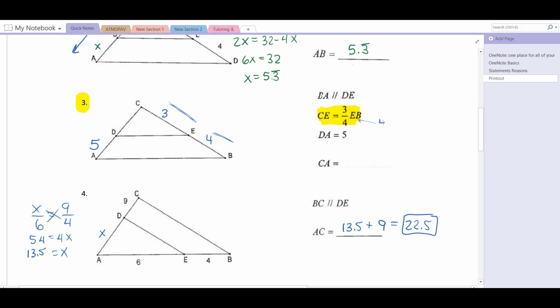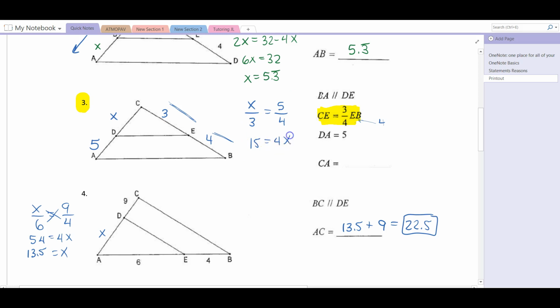To recap, it doesn't matter if you call this 3 or 4 or 6 or 8 or anything else that's in a 3 to 4 ratio like this. We just have to focus on if EB was some number, what would CE have to be? Because this now gives us 3 numbers to set up our proportion. I like to typically go left side to right side, so we're going to set up x over 3 equals 5 over 4.